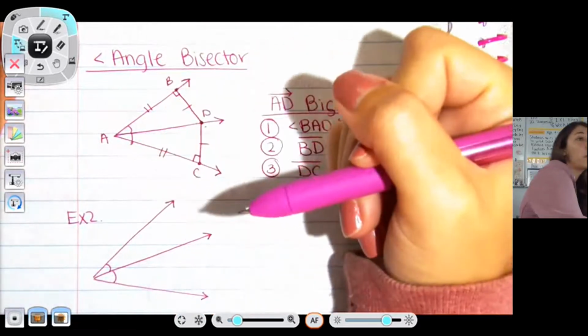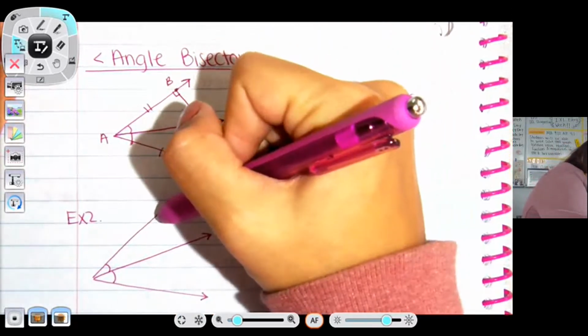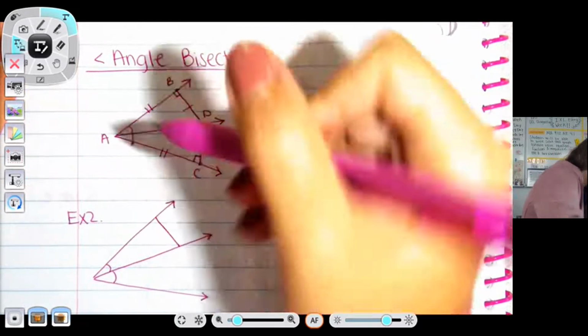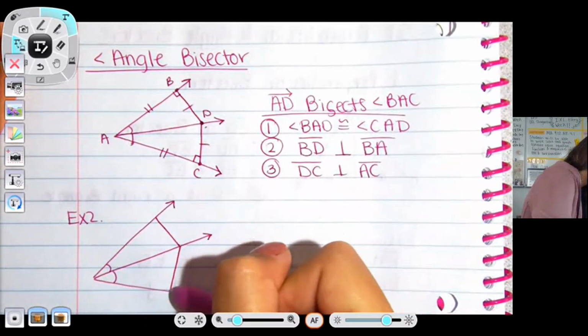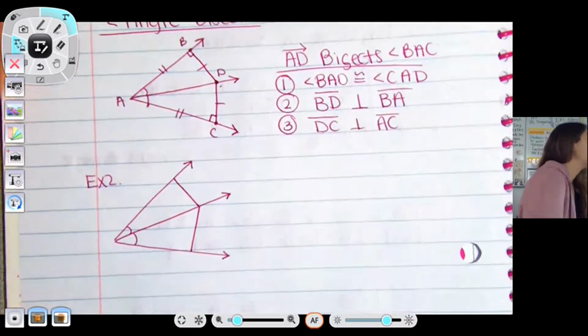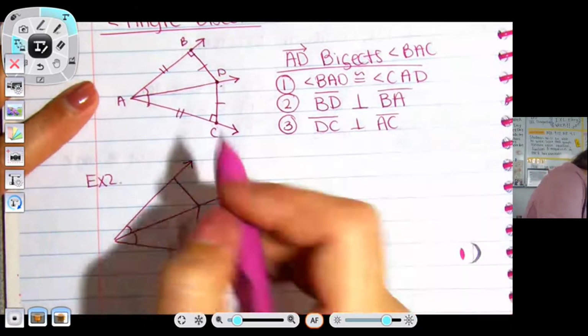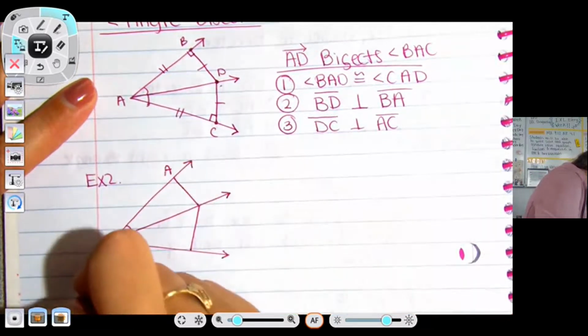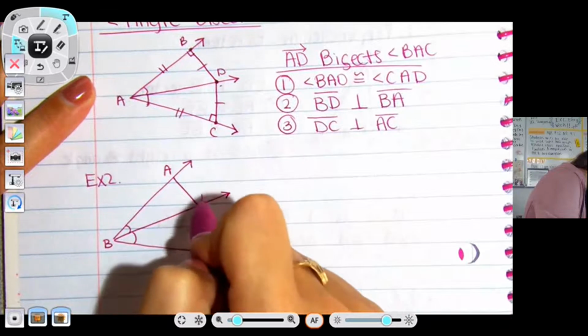So now that you know it's going to be perpendicular, try your best to make it look perpendicular in the next picture. Mine does not look like an angle bisector. Mine is off, but it's okay.